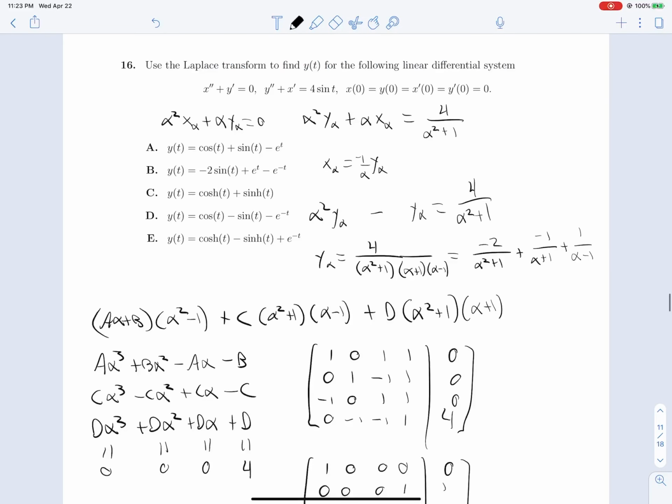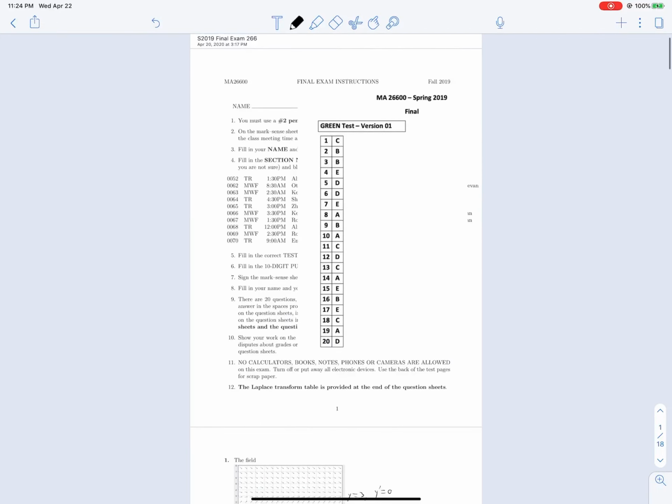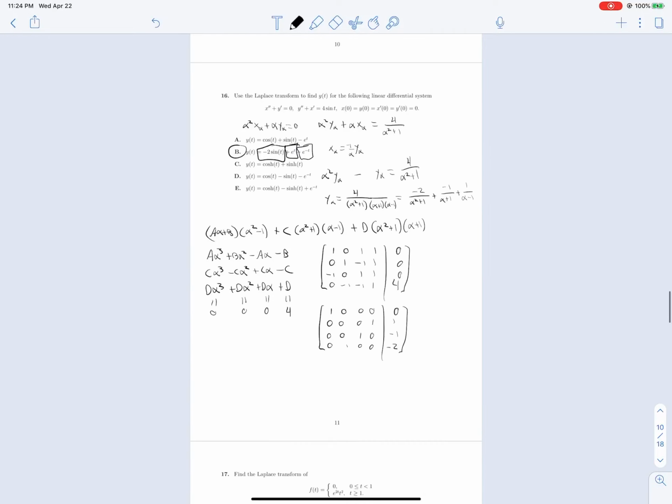And after all that work, we can directly take the inverse Laplace transform of this. We will get -2 sin t minus e to the -t coming from this guy, and then plus e to the t. Yeah, God, I hate this problem. Yeah, 16b. Sweet.